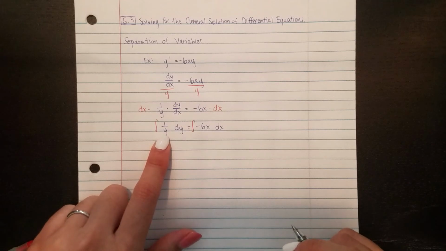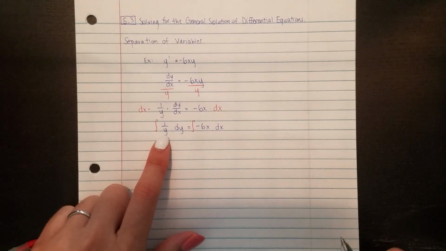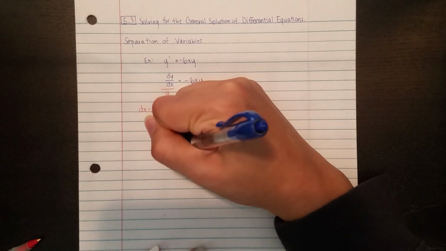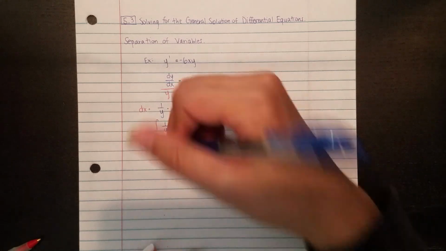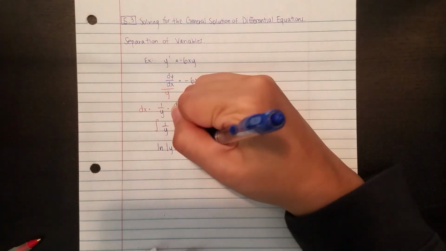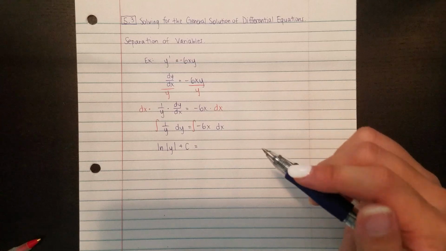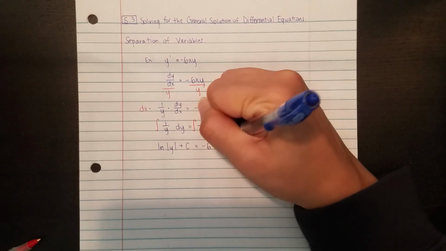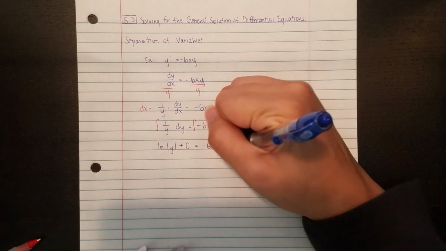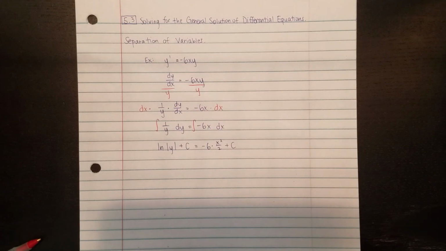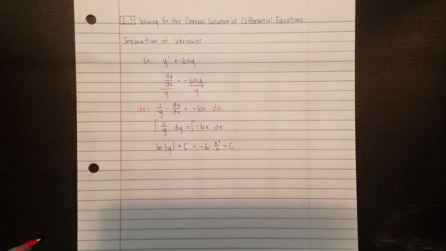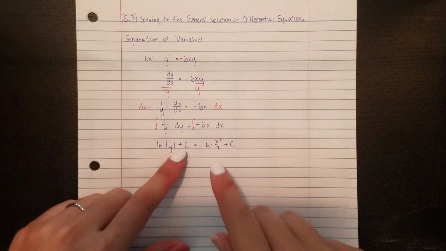On this side, 1 over y is technically y to the negative 1 power, but the derivative of what would give me 1 over y should be the natural log of the absolute value of y, plus c. On the other side, the integral of negative 6x is negative 6 times x squared over 2 plus c.